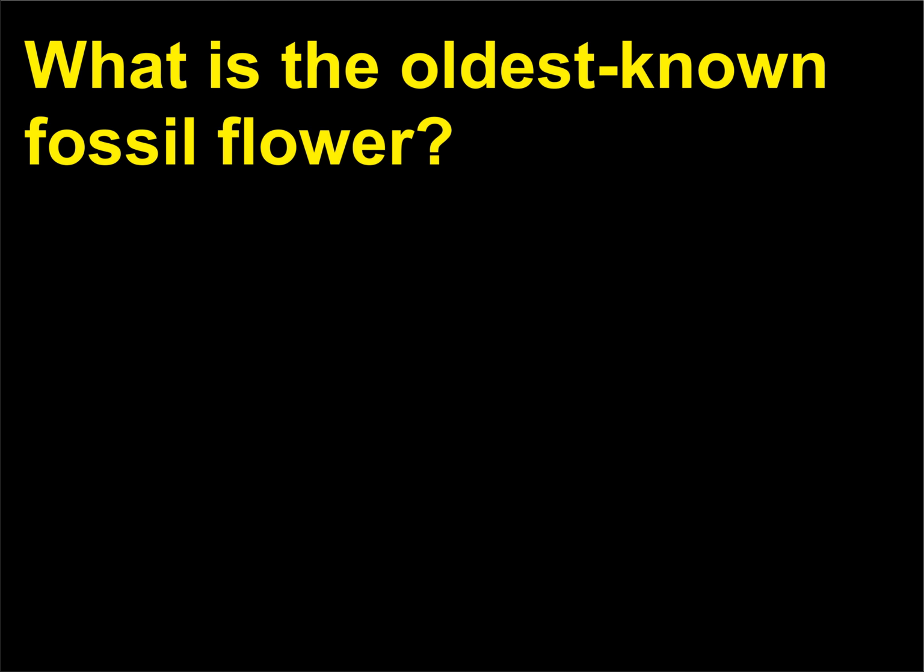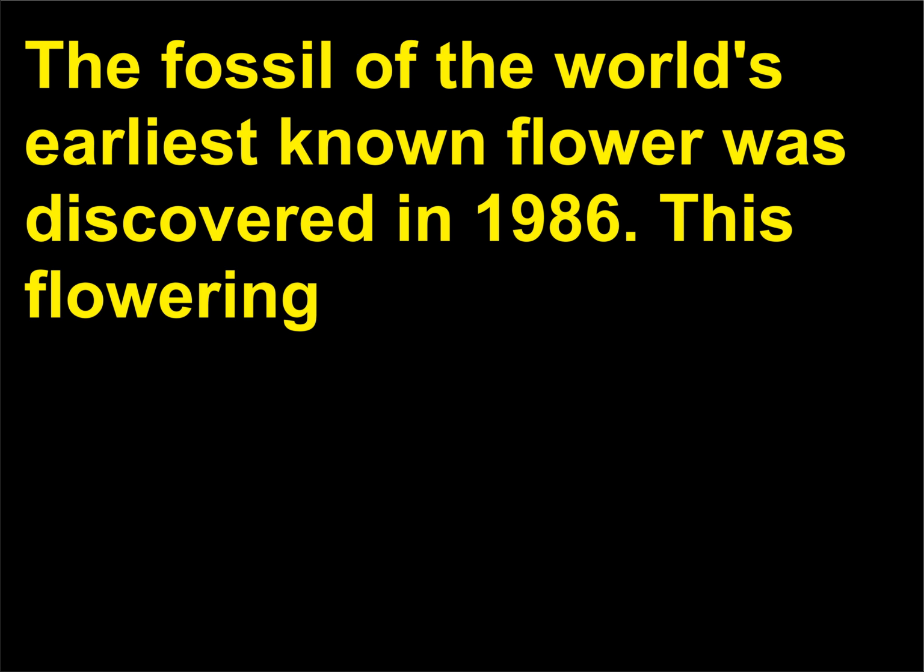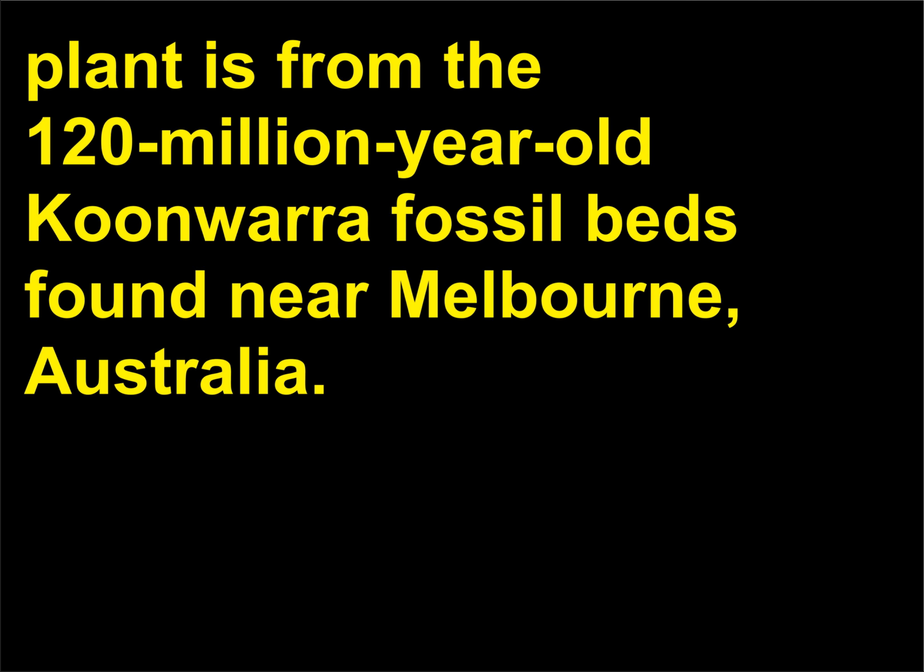What is the oldest known fossil flower? The fossil of the world's earliest known flower was discovered in 1986. This flowering plant is from the 120-million-year-old Koonwarra fossil beds found near Melbourne, Australia.